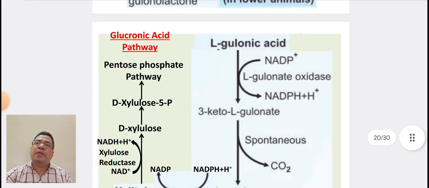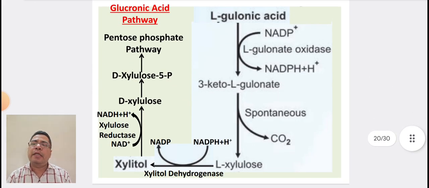On the other hand, L-gulonic acid is converted to 3-keto L-gulonate with the help of enzyme L-gulonate oxidase and conversion of NADP+ to NADPH. Then this 3-keto L-gulonate spontaneously changes to L-xylulose with the elimination of carbon dioxide.